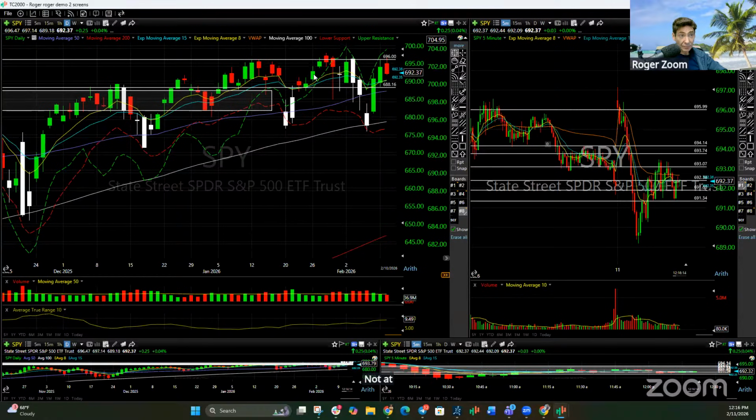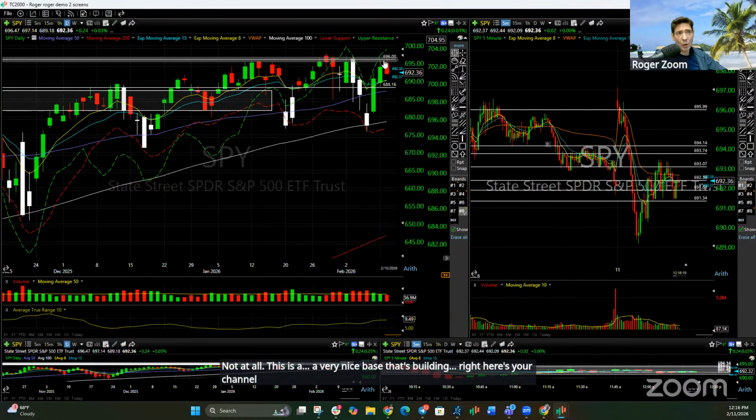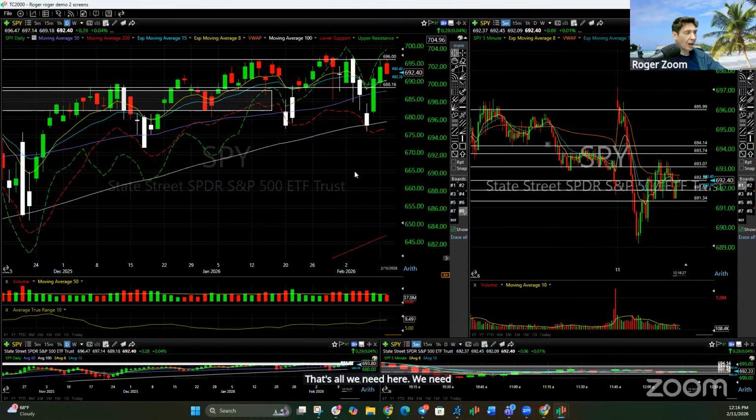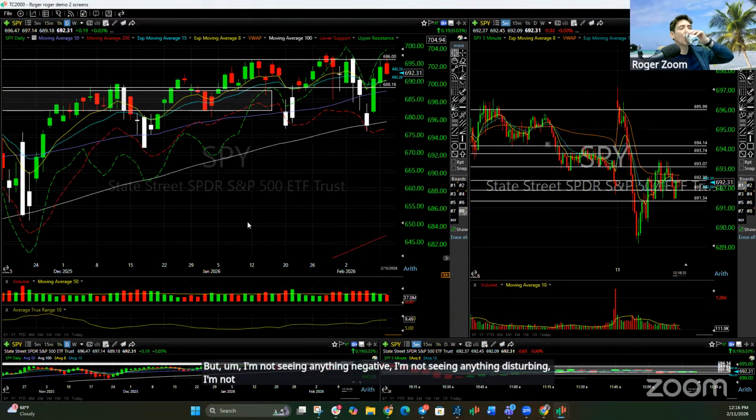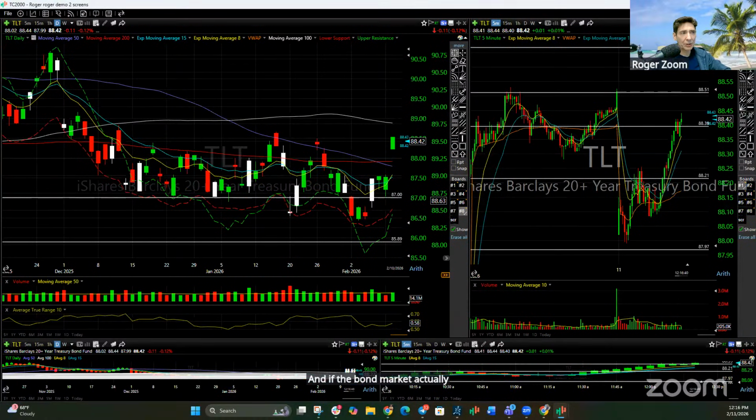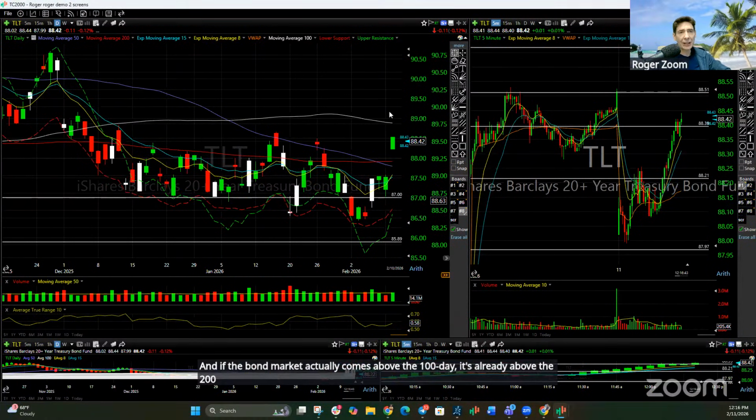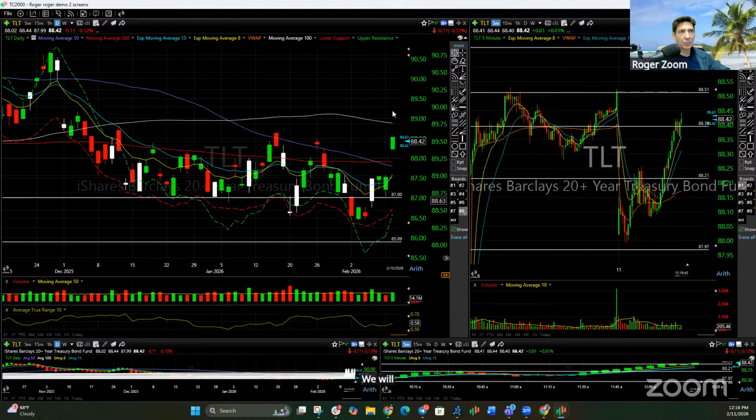This is a very nice base that's building. Right here's your channel that's building right up to all-time highs. We just need a good catalyst to break out. I'm not seeing anything negative, disturbing, or horrible. And if the bond market actually comes above the 100-day, it's already above the 200 and the 50, we will be in a much, much better position.